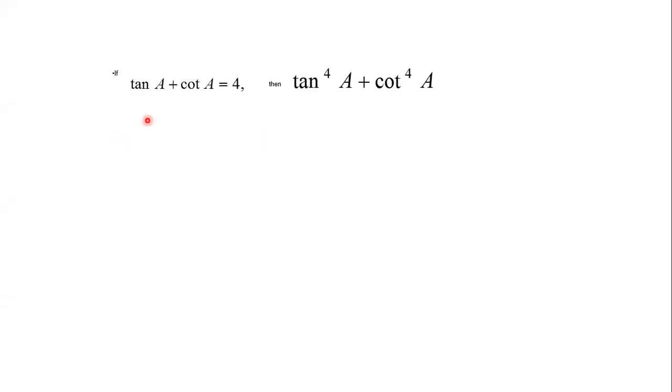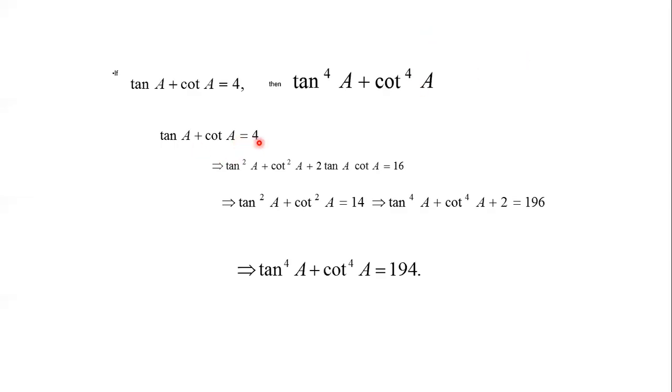Now the value of tan A plus cot A is given to be 4. So by using this, we want to find out the value of tan raised to 4A plus cot raised to 4A. So here the given thing we will use and we'll simplify this. Tan A plus cot A is equal to 4. Fourth power we require, so we'll take both sides square.